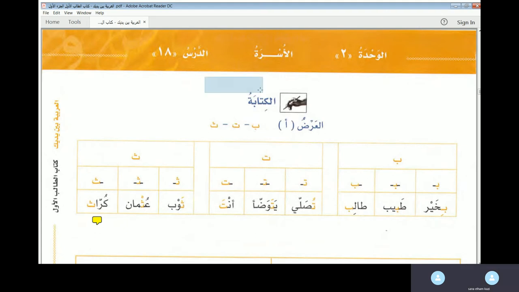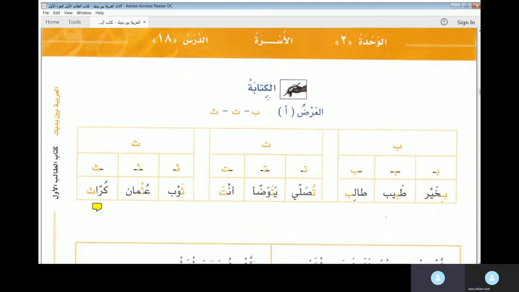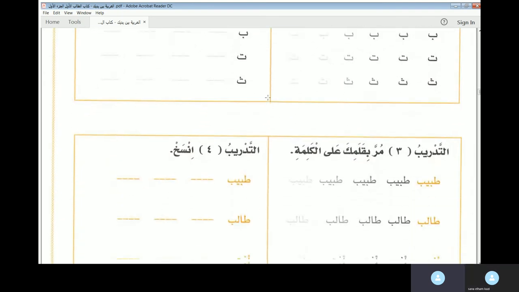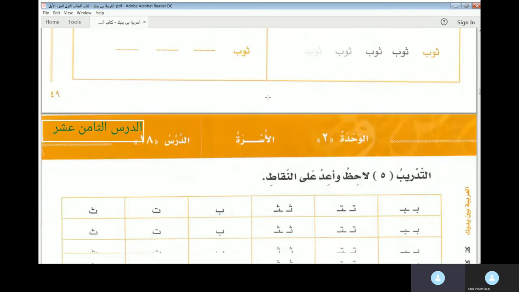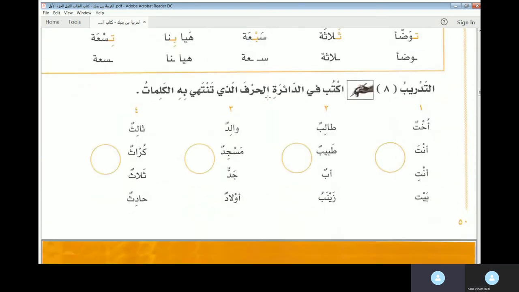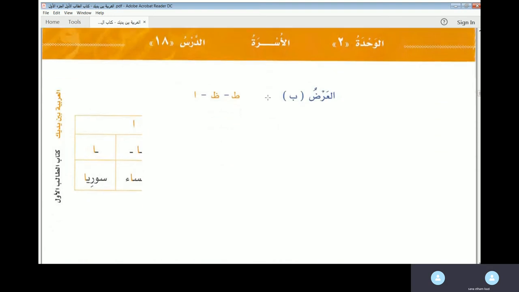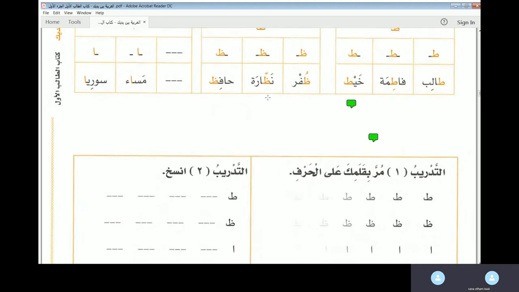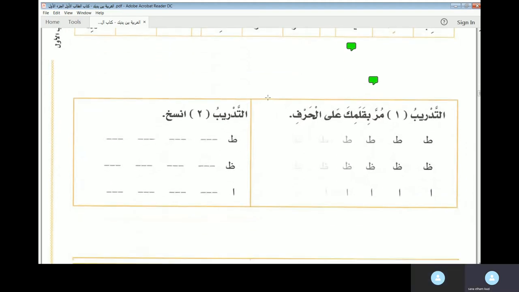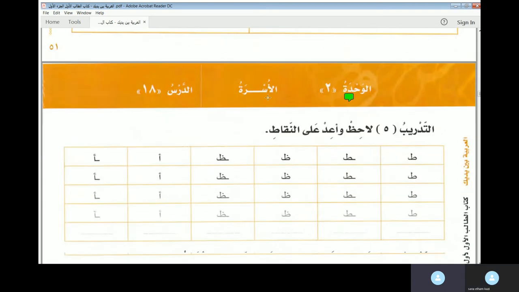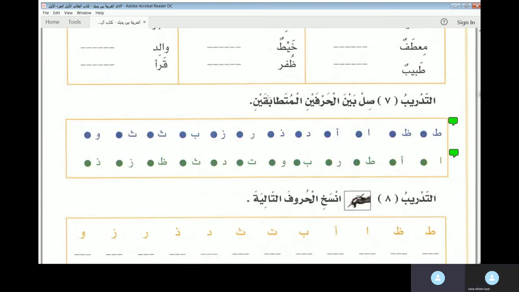Okay, next we have al-kitab, writing. These exercises are for writing practice. I hope you already know the meaning of all these questions. If you don't know, feel free to ask me. What is mutatabiqatain? Mutatabiqatain means two similar. Two similar sentences or two similar words or two similar things. It depends on the sentence.